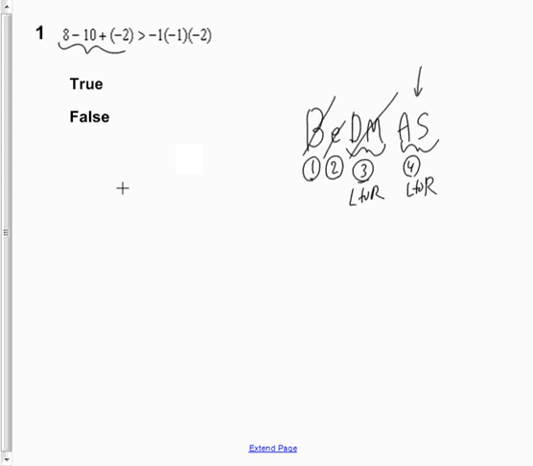So for this one, 8 take away 10 is negative 2, and negative 2 plus negative 2 is negative 4. So this side has a value of negative 4. Negative 1 times negative 1 is 1. 1 times negative 2 is negative 2. This side has a value of negative 2. Is negative 4 greater than negative 2? No, negative 4 is not greater. Therefore, the answer is false. It's a bigger looking number, but it's not a bigger number.